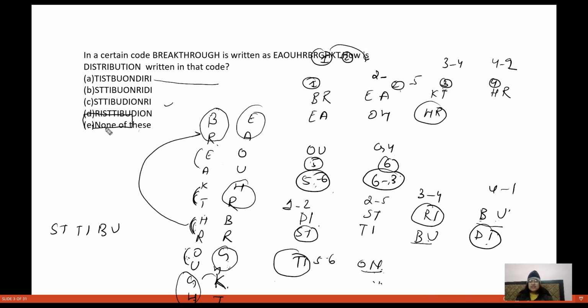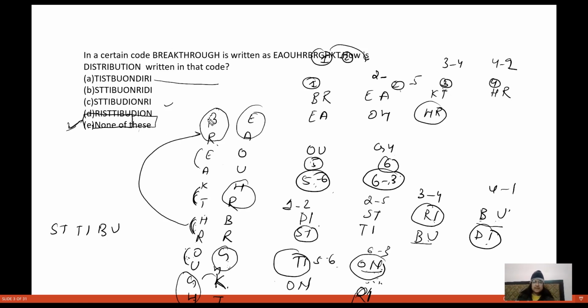Okay, BUDI. And then this fifth one I have to replace with this sixth one. So I'll write ON here, and this ON has to be replaced by this third one because 6 to 3. So that will become RI. Okay, so this is our answer.